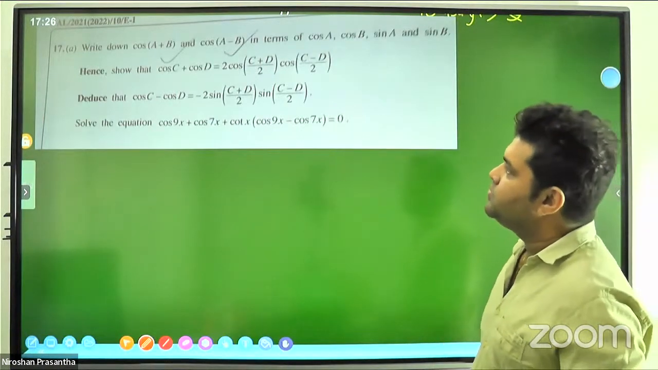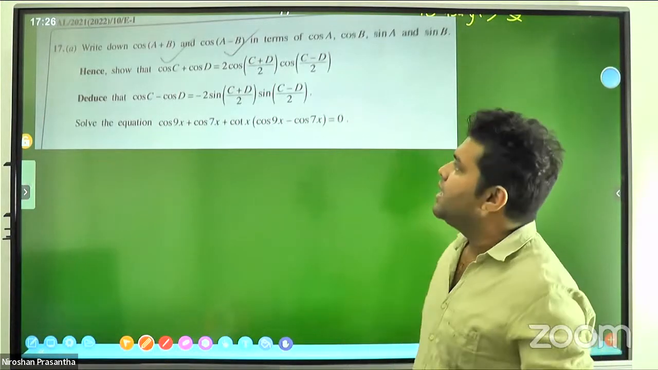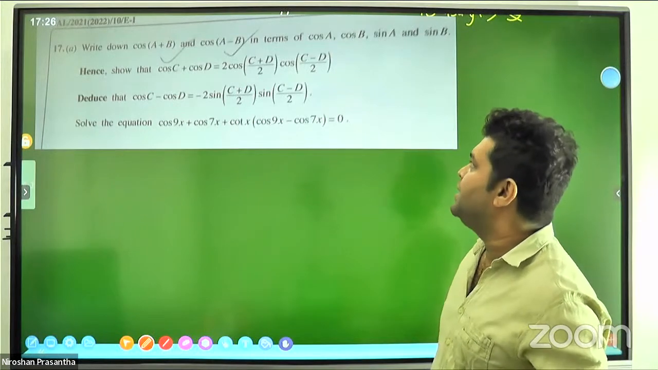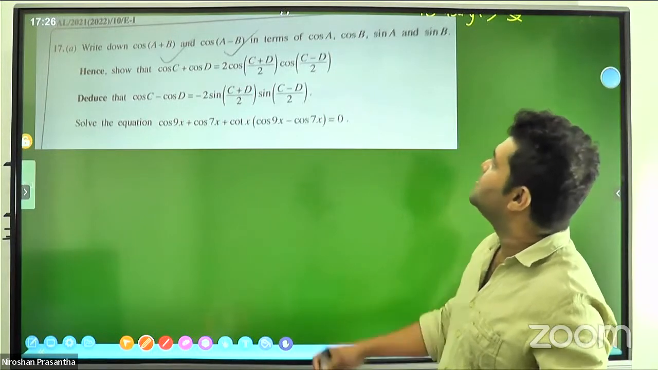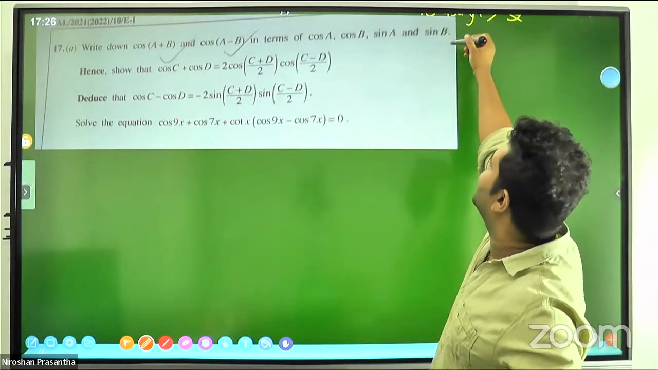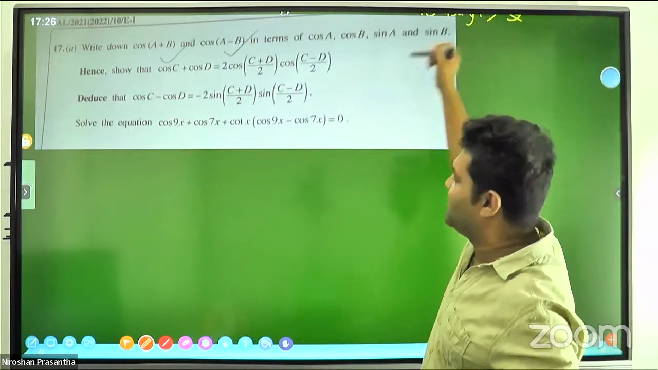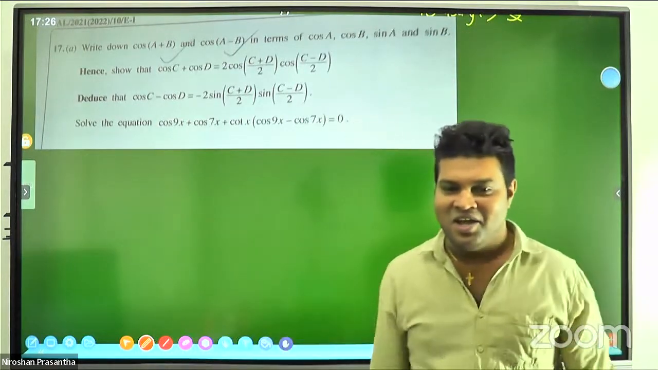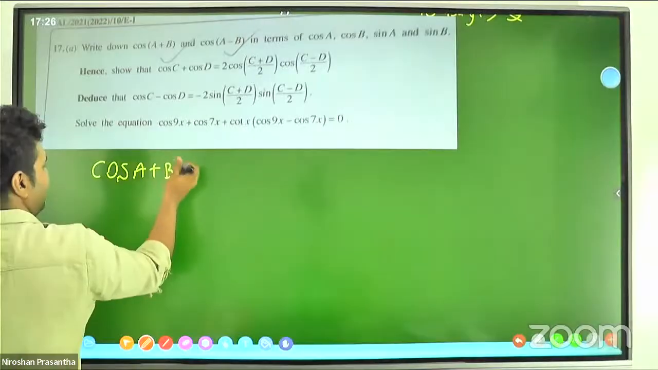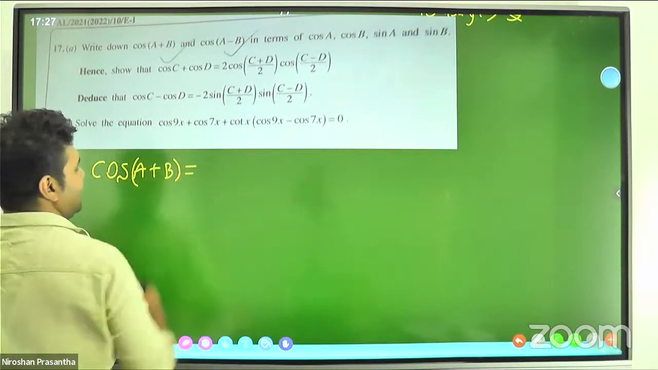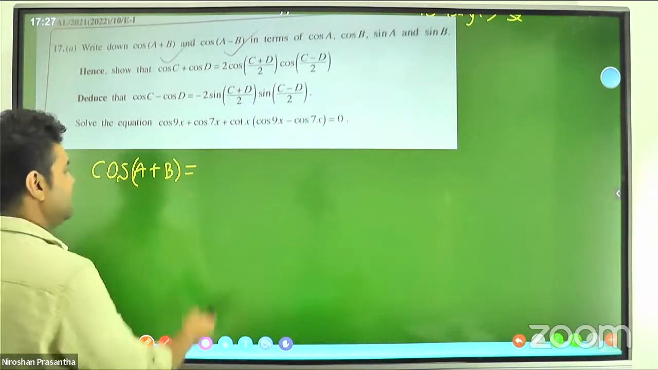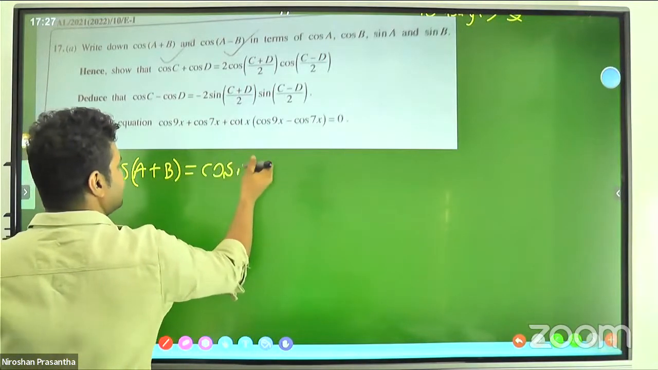Lamai, write down cos(A plus B) and cos(A minus B) in terms of cos A, cos B, sin A, sin B. What a question, right? Then easily we can make it. Then you know cos(A plus B). You write it. What's the rhythm? Cos sin sin. Cos A cos B.